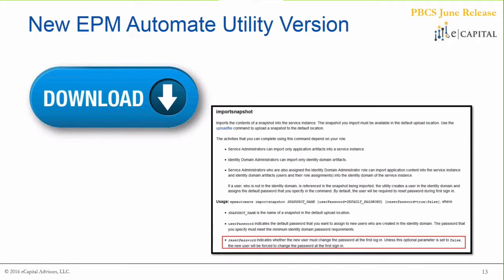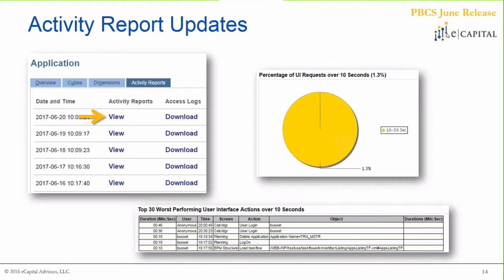So this month, this is actually around resetting a password. So it allows you to kind of integrate some additional commands in the import snapshot screen. So pretty small update there, but again, I would encourage you to continue to download the most recent version of the EPM Automate tool. The second update for this month is around the activity reports.